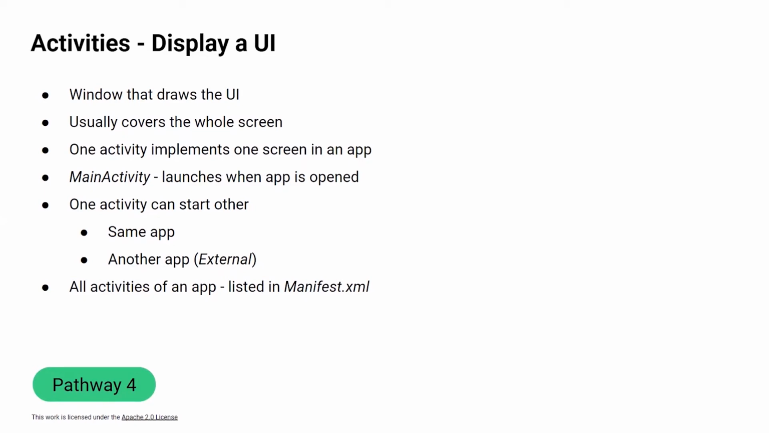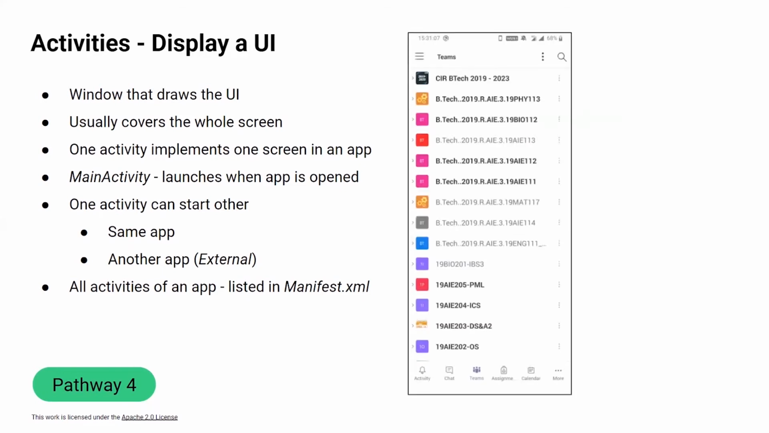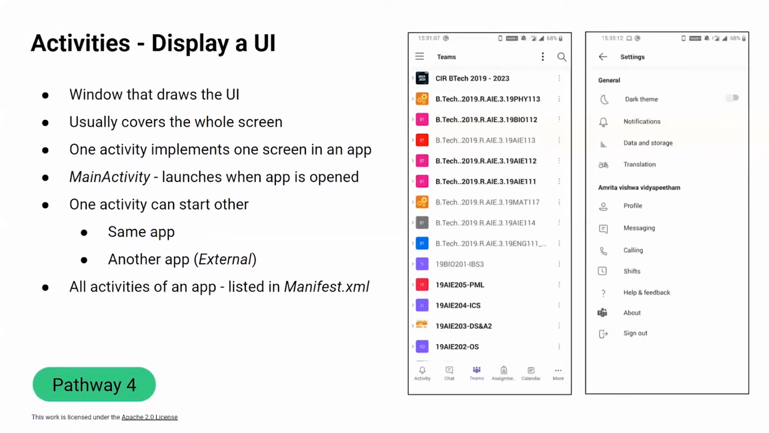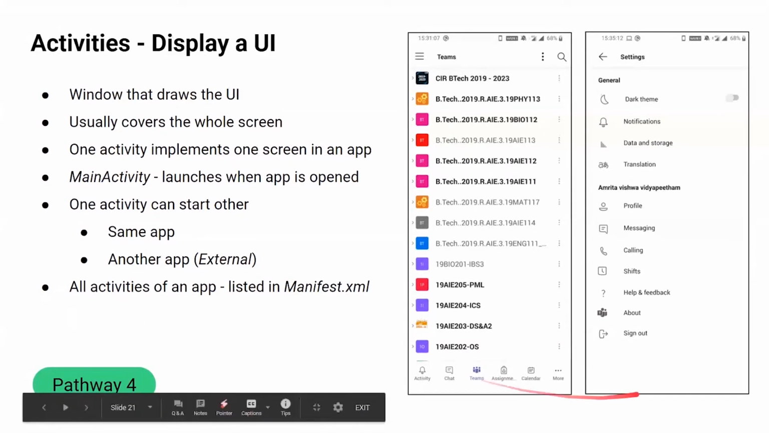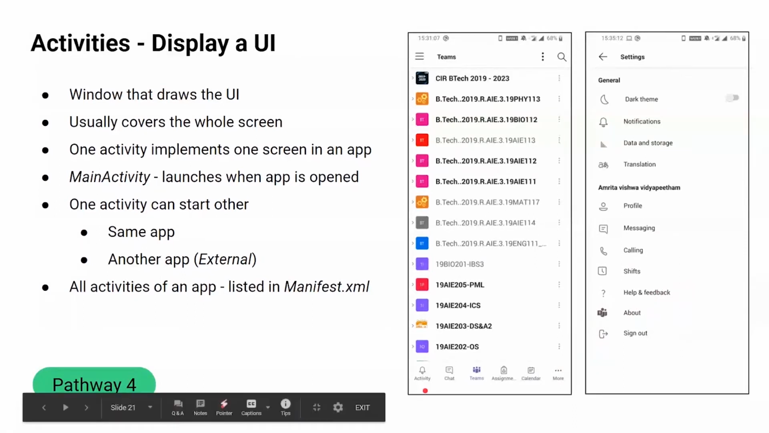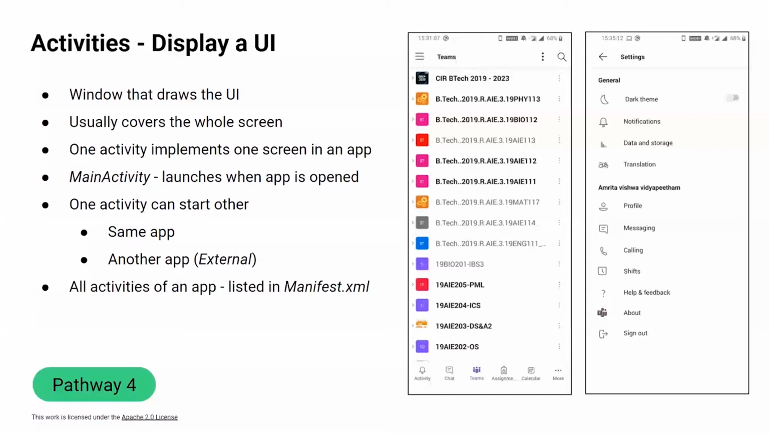Now, to give you a bit more clarity, take the Teams mobile app that we have. This is the Teams tab, and this is the settings tab. Each of these can be thought of as one activity. Here you have an activity tab, so that will be called the activity activity. You have the chat tab, so that would be the chat activity, and the assignment activity, calendar activity. And this is the settings activity. Literally each screen or each tab you can move to in the app is called an activity. That's how it is. It displays the UI of different screens.